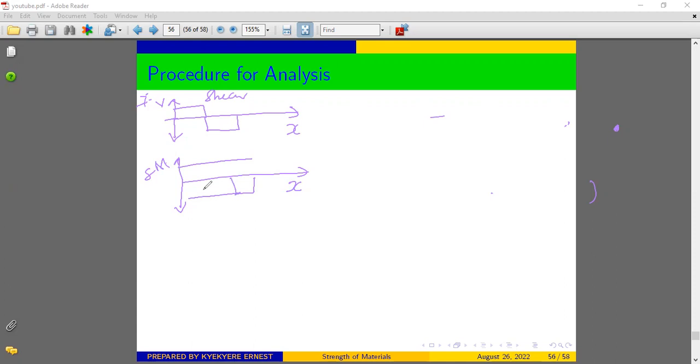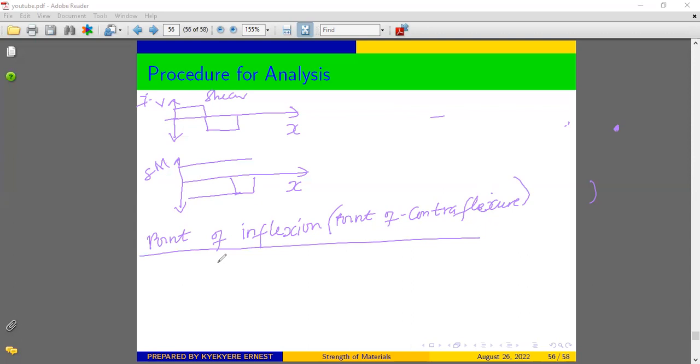Good. So having been able to do that, lastly, let us look at the point of inflection. And it is also referred to as point of contraflexion. So what is this point? This point is where there is zero bending moment. So the point in the bending moment diagram where there is zero bending moment.